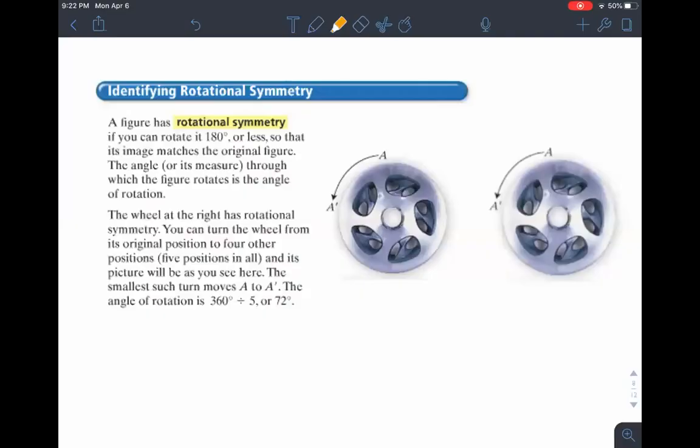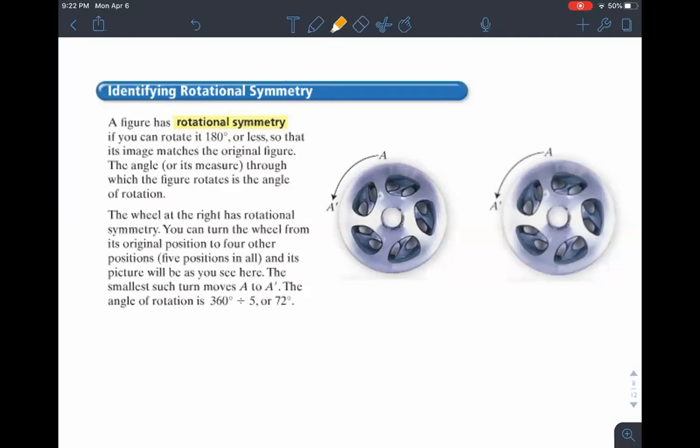Okay, so something else about rotations is something called rotational symmetry. A figure has rotational symmetry if you can rotate it 180 degrees or less so that the image exactly matches the original, as if you couldn't tell that you'd actually spun it, all right? This book talks about rotations happening in counterclockwise fashion, okay?